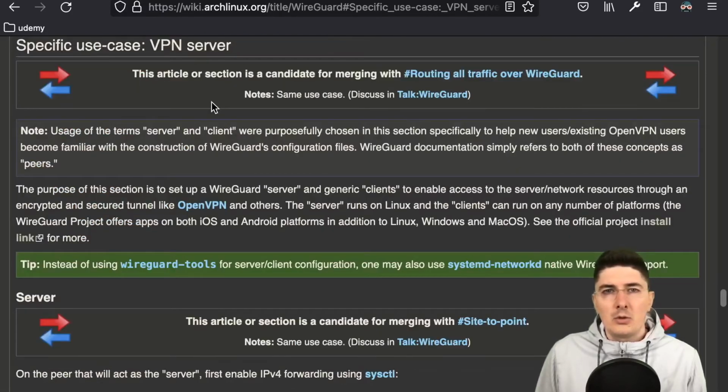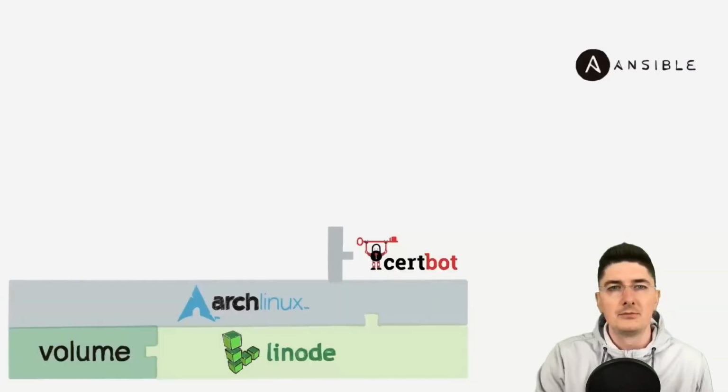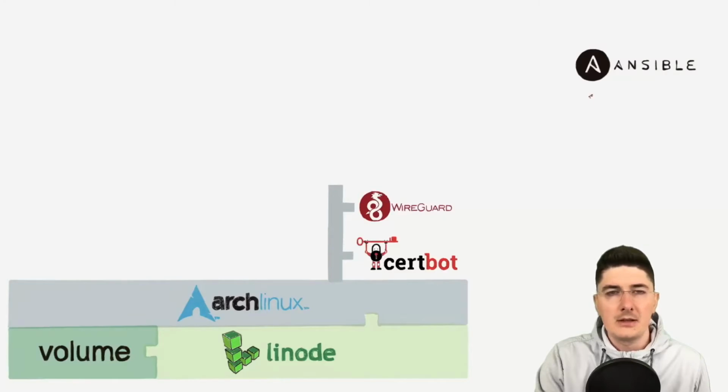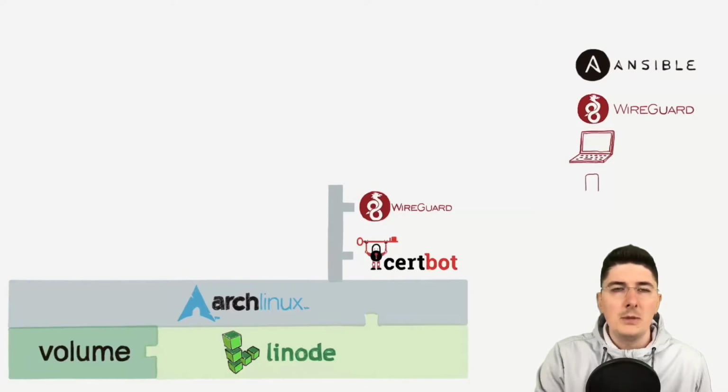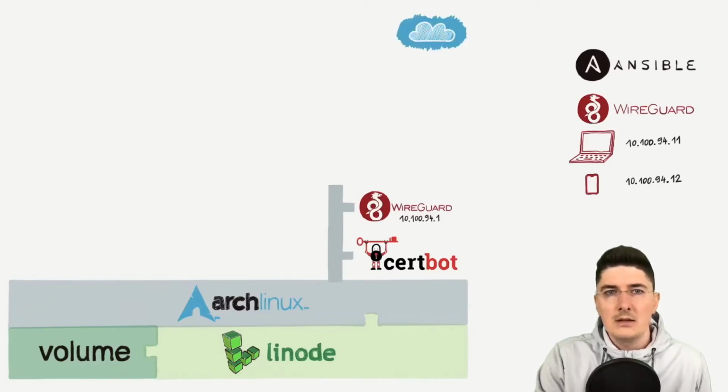Let's take a quick look at what we will set up. WireGuard server will be on my VPS, and clients in my case will be my laptop and my phone. That means that all peers, as WireGuard calls them, will get an IP from the same private subnet. VPS will be 10.100.94.1, my laptop will be .11, and my phone will be .12. And that will allow us to access anything inside this private network through this WireGuard tunnel.